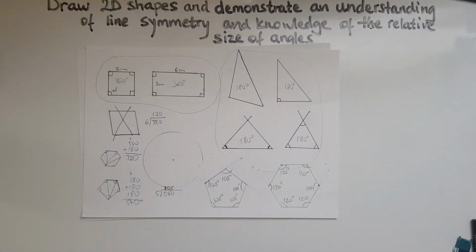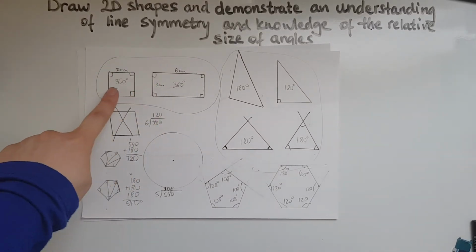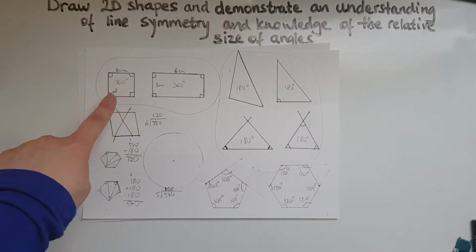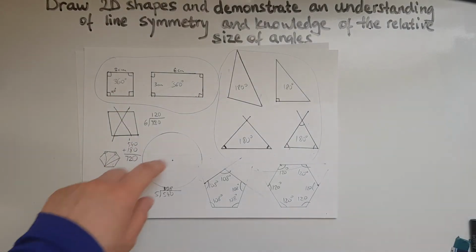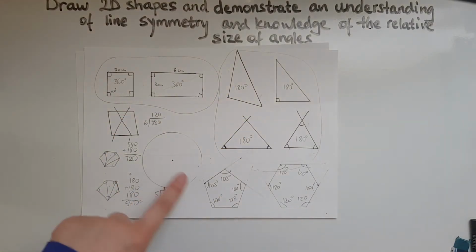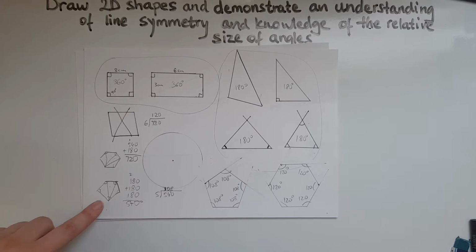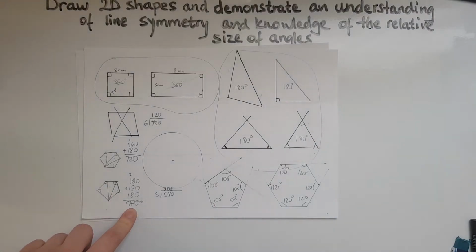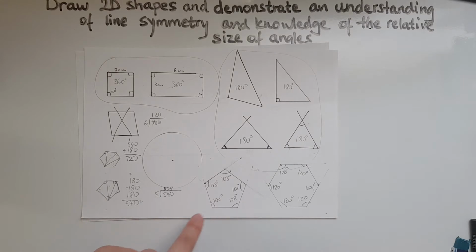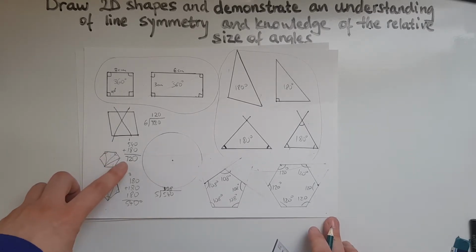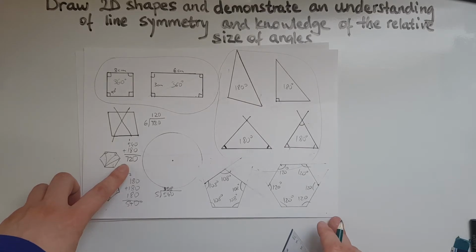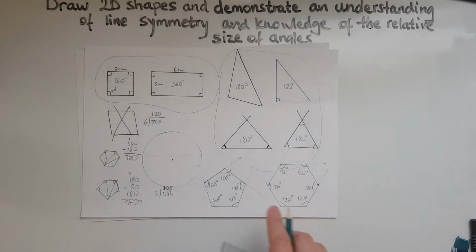So to summarize, we had the square and rectangle with 360 degrees in total. We had the triangles with 180, a circle which doesn't have any angles at all, and we looked at the pentagon, we split it into triangles and it added up to 540 degrees. So we split that into five equal parts, and that suggested that it was 108 degrees each corner. And with a hexagon, we added them up and it was 720, so we divided that by 6 to give 120 degrees in each of them, and that's how we constructed a pentagon and a hexagon as well.